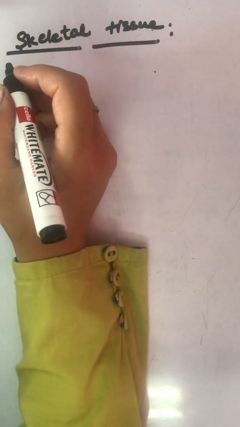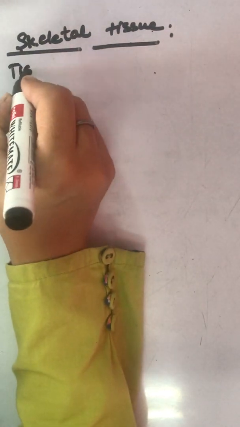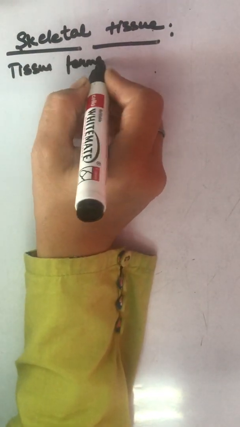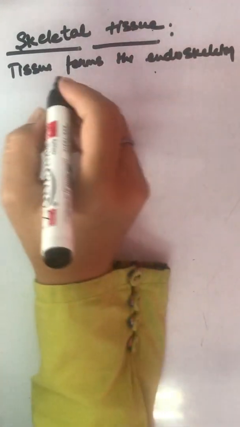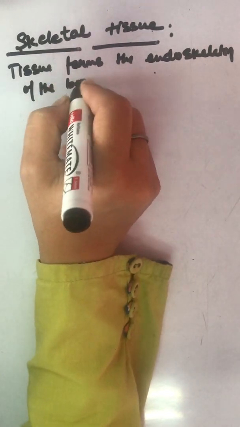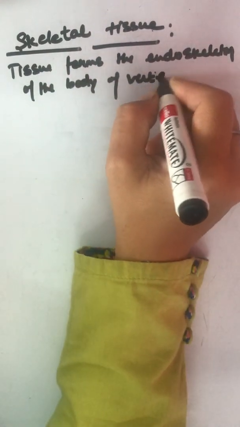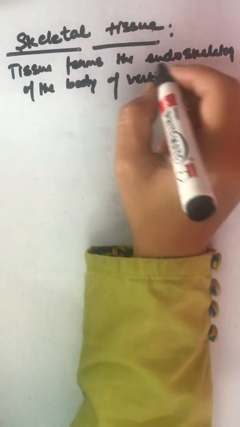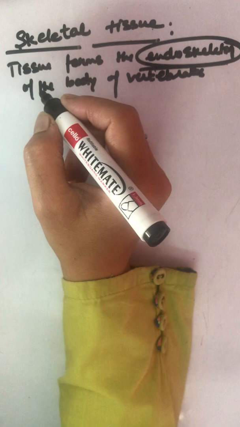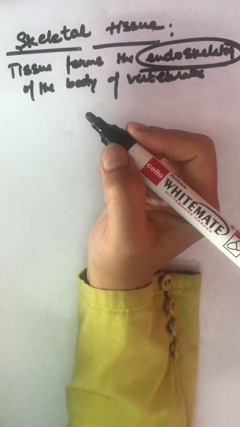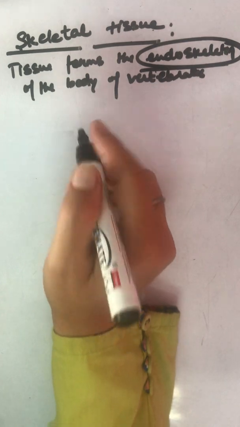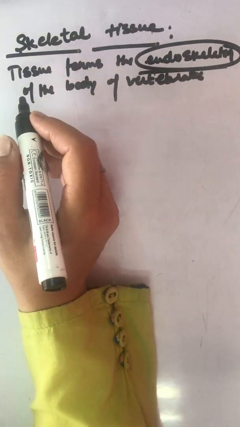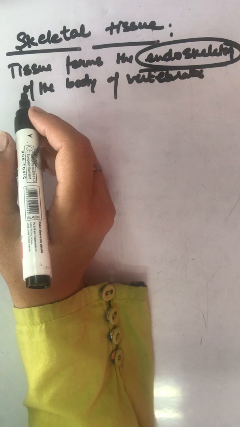Skeletal. Basically, this tissue forms the endoskeleton of the body of vertebrates. What makes the endoskeleton system in your body? Do you have bones? We all have bones, which help us in giving the framework to the body. So these bones and cartilage are examples of our skeletal tissue. So what comes in this? The bone and cartilage.